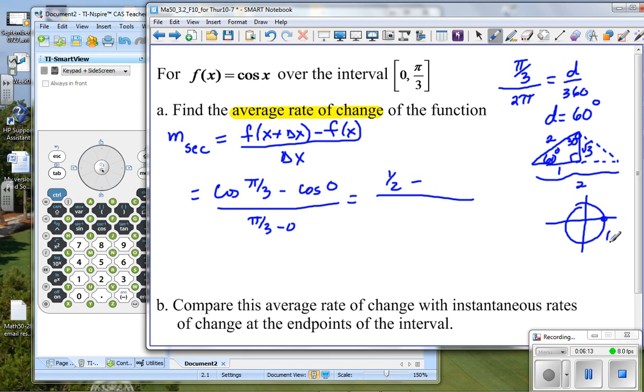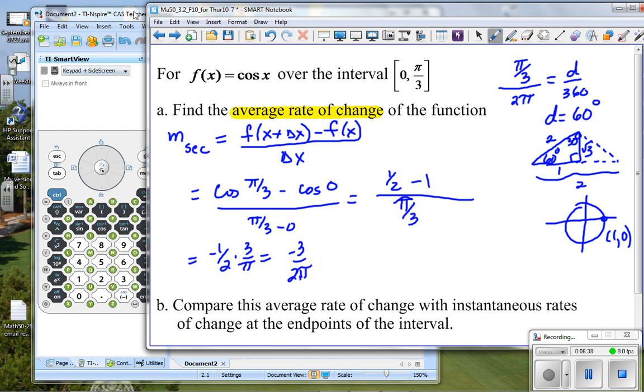And at 0 degrees, I have (1, 0), so cosine of 0 is 1, and of course this is pi divided by 3. So if I take a look at that, I have negative 1/2, and I'm going to now multiply by the reciprocal, so 3 divided by pi. So the slope of the secant is negative 3 divided by 2 pi.